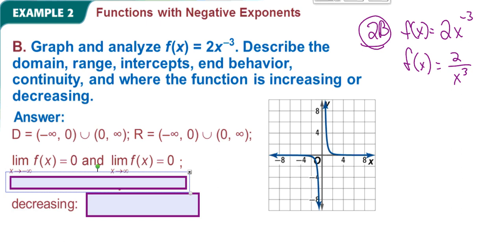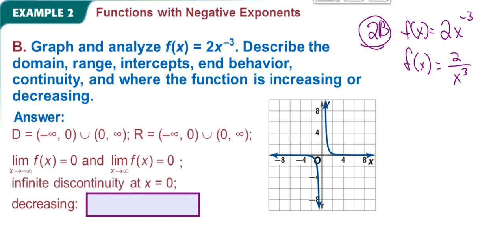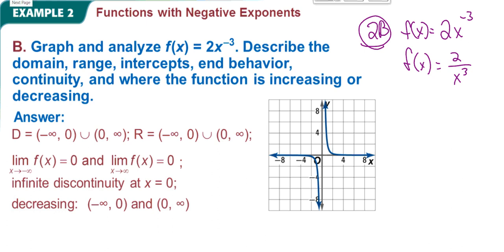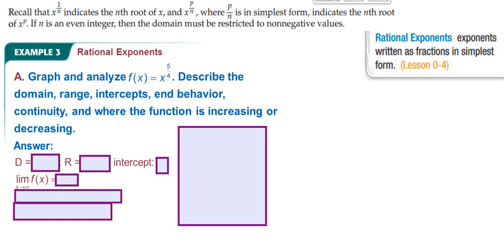So this has infinite discontinuity at x equals 0. It is decreasing on its whole domain, so it's decreasing from negative infinity to 0 and from 0 to infinity. Now, pause this if you need to write some more down, but we're going to go on to the next part, and that is when we have x raised to a fractional power.